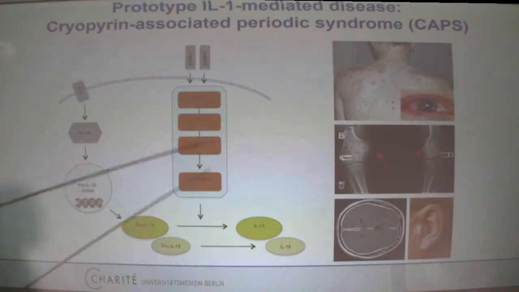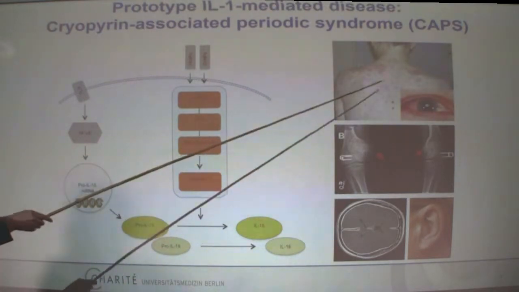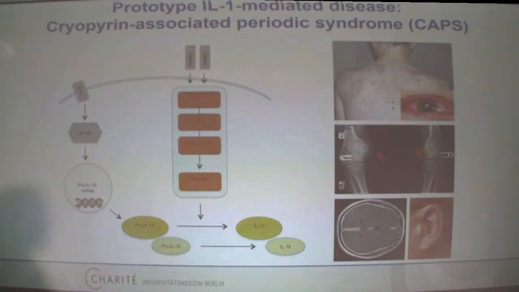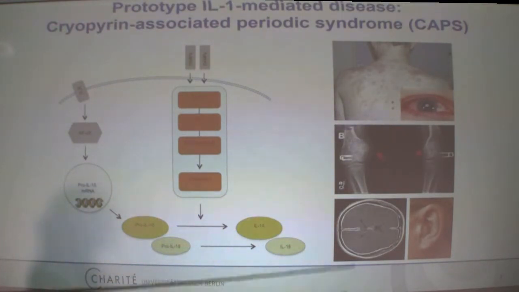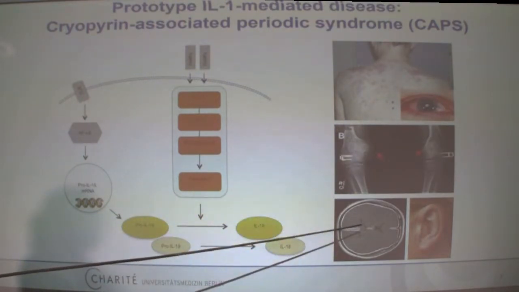CAPS is characterized by a mutation within the NLRP3 protein, and this NLRP3 mutation, a gain of function mutation, then leads to consecutive overwhelming IL-1 beta and IL-18 production and secretion. What you can see at the skin are the urticarial wheals, very much like the wheals you would see in chronic spontaneous urticaria. You have eye inflammation like conjunctivitis, but also uveitis. You have bone and joint inflammation, CNS inflammation, and this often also leads to hearing loss in the patients.